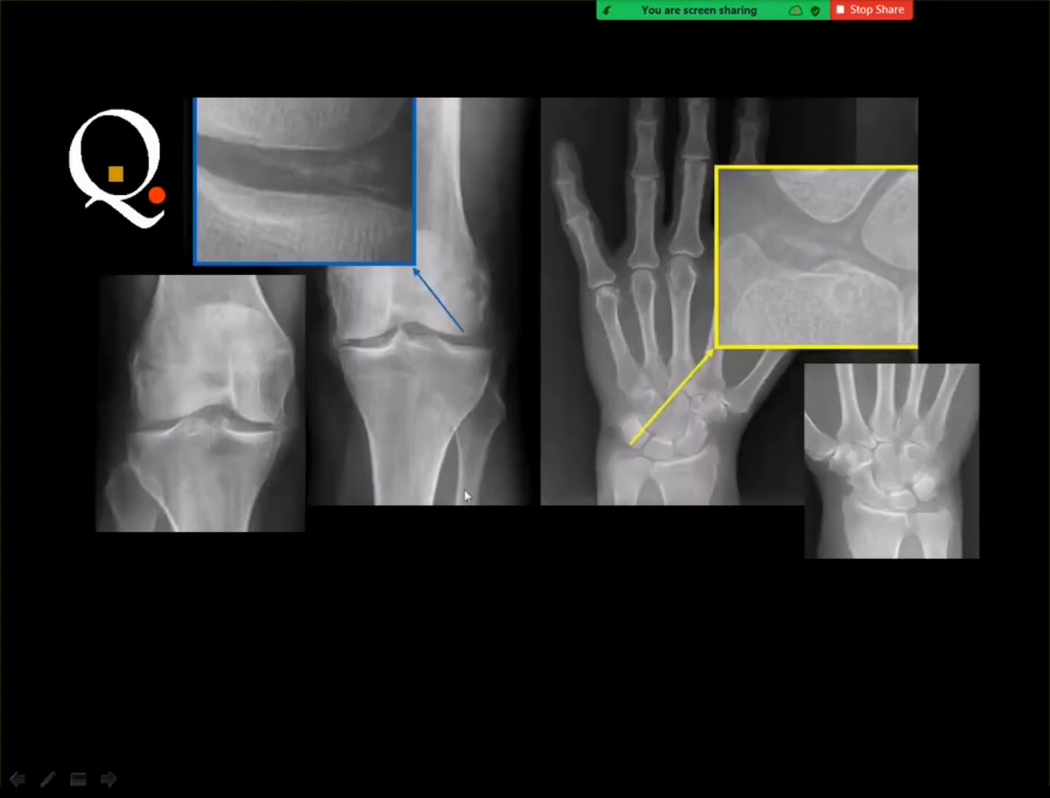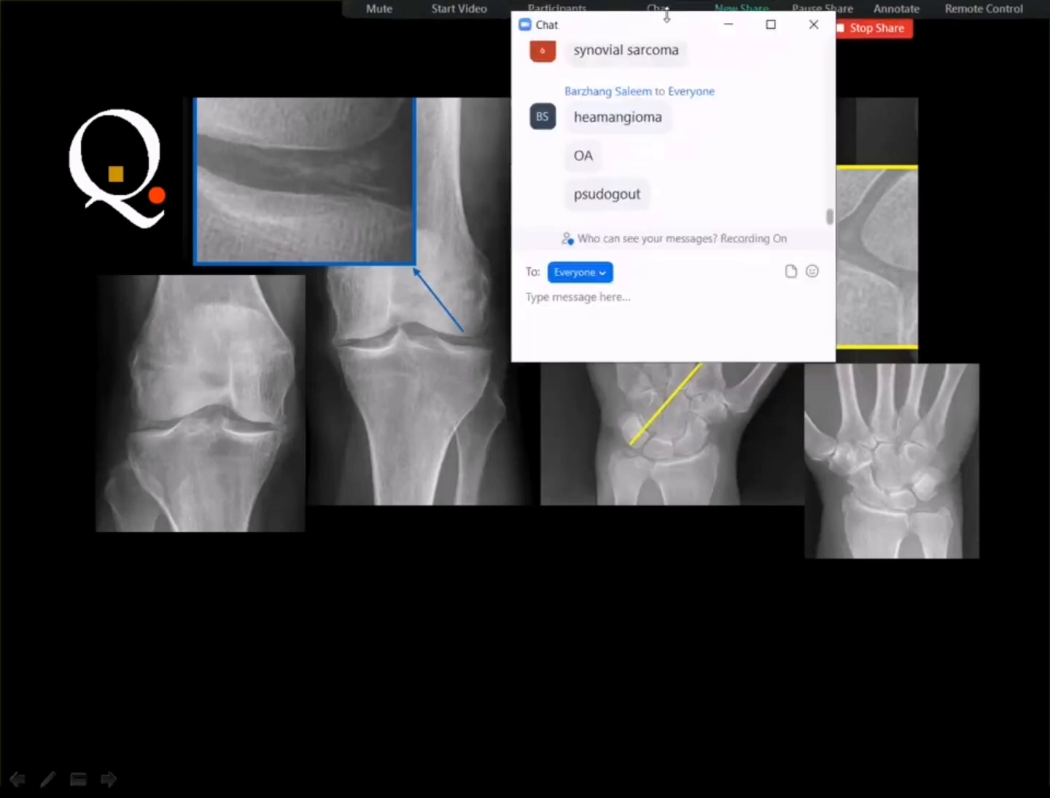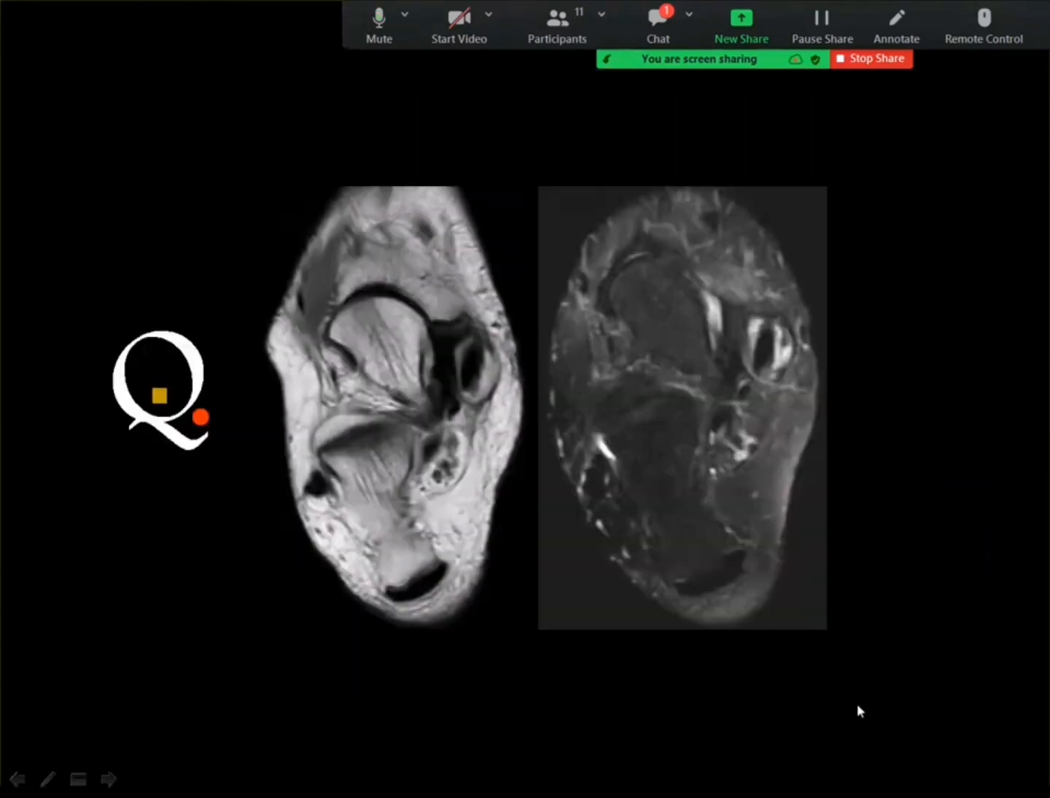And here are some X-rays of the knee and wrist joint with some magnification at the area where the lesion is present. Pseudogout, a good answer. Yes, and this is known as pseudogout or calcium pyrophosphate dihydrate deposition disease, or CPPD, where you get calcifications in the articular cartilage and calcification in the menisci as well as the triangular fibrocartilage.